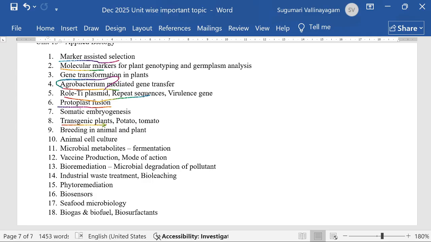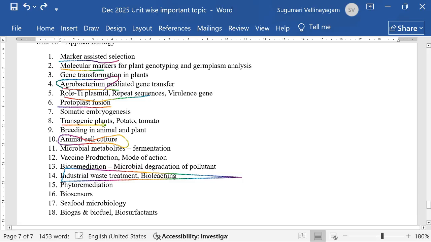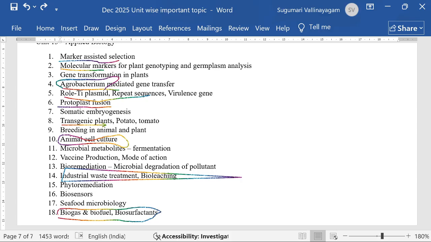Next, breeding in animals and animal cell culture related questions they will ask, and then microbial metabolism, vaccine production, bioremediation, industrial waste and bioleaching. In the last 2-3 years they have been asking questions from this. Next, bioremediation, phytoremediation, biosensors, seafood microbiology, and biosurfactants. So this is another important portion in unit 12, applied biology, I think unit 13.